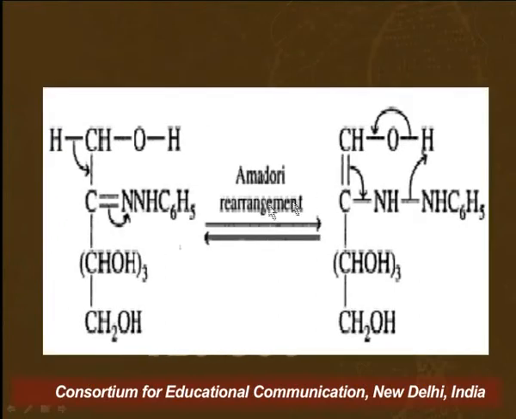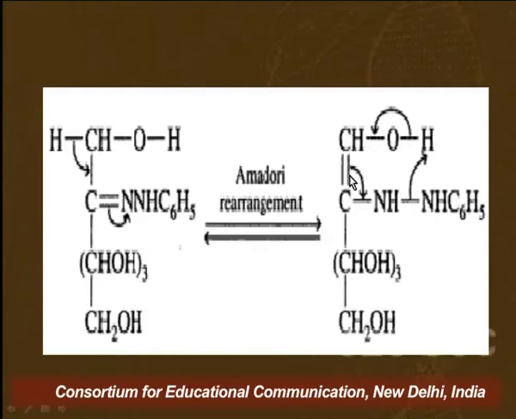Then in the next step, Amadori rearrangement takes place. In the Amadori rearrangement, this nitrogen is more electronegative than carbon, so the pi electrons move towards this nitrogen, and as a result the bond between this carbon and hydrogen breaks, and we get a double bond here. Since it has a negative charge here, this H will make a bond here, and what we are getting is an enol form. This is the intermediate that we are getting.